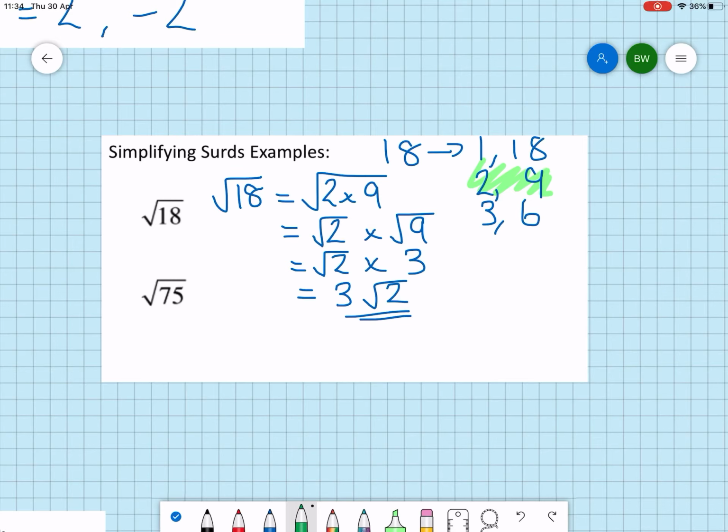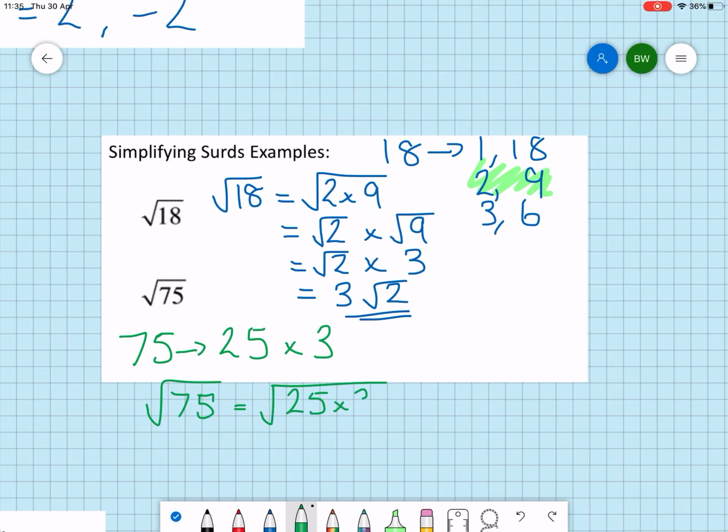Let's do the same with this one, root 75. So factors of 75. Thinking of if there are any square numbers, so we don't have to write them all out because we're just looking for the highest square number that is a factor of 75. Now in this case that's going to be 25, so I've got 25 times 3, so I can rewrite root 75 as root 25 times 3.